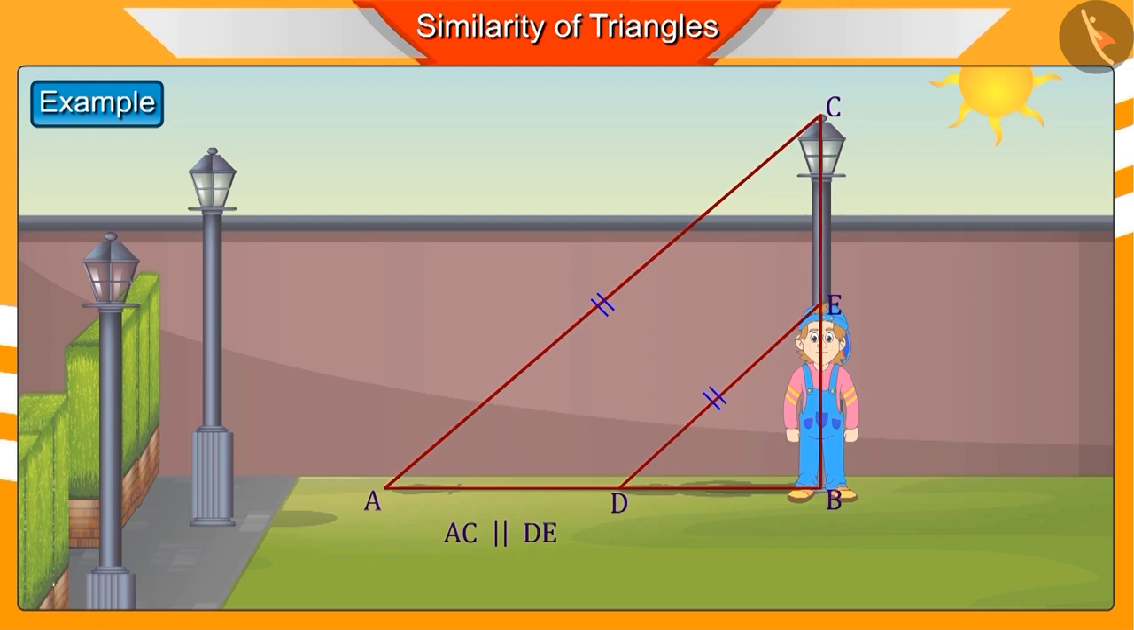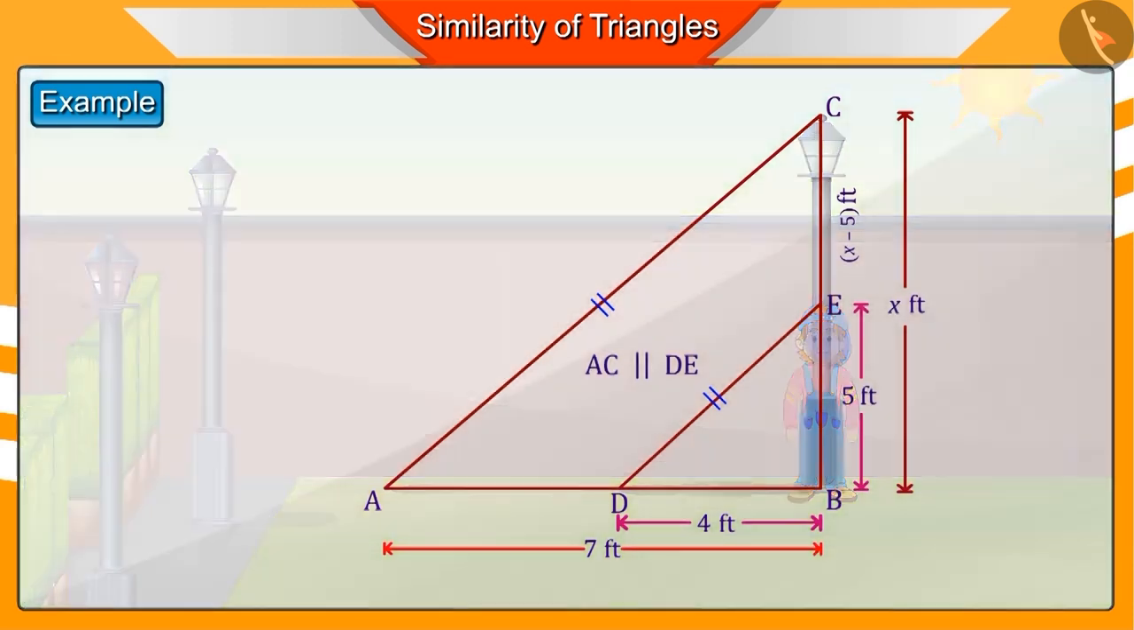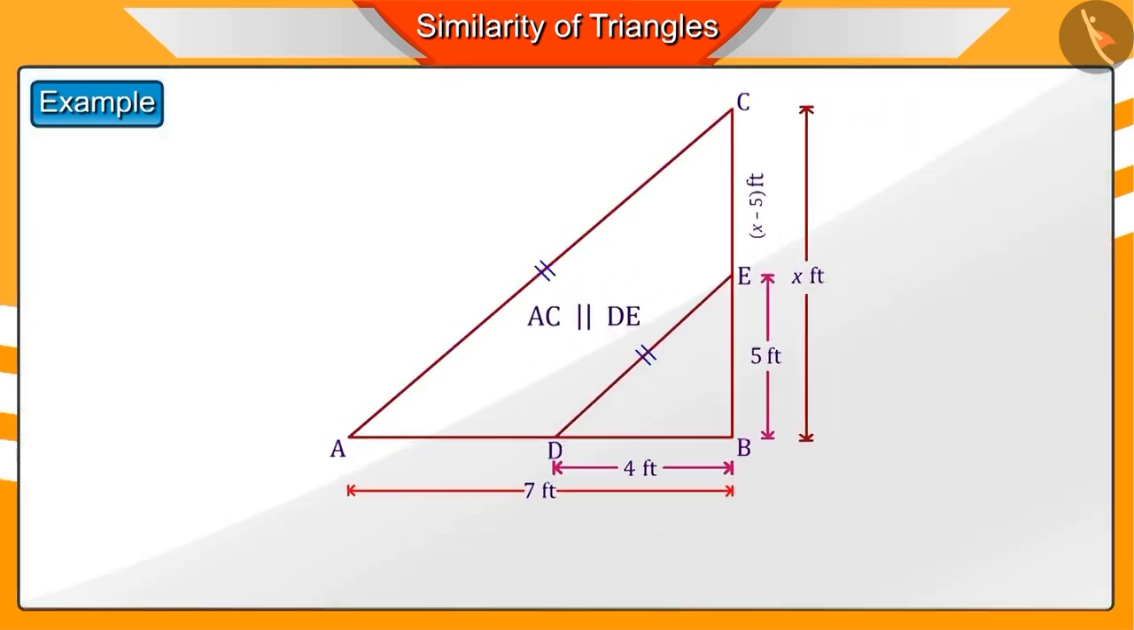We assume the height of the pole to be x, which we have to find out. BE is the height of Nakul, BC is the height of the pole, DB is the shadow of Nakul, and AB is the shadow of the pole. Looking at this picture, we can say that line DE intersects the sides AB and BC of the triangle ABC at points D and E respectively, and is parallel to the third side AC of triangle ABC. Can you find the value of x?